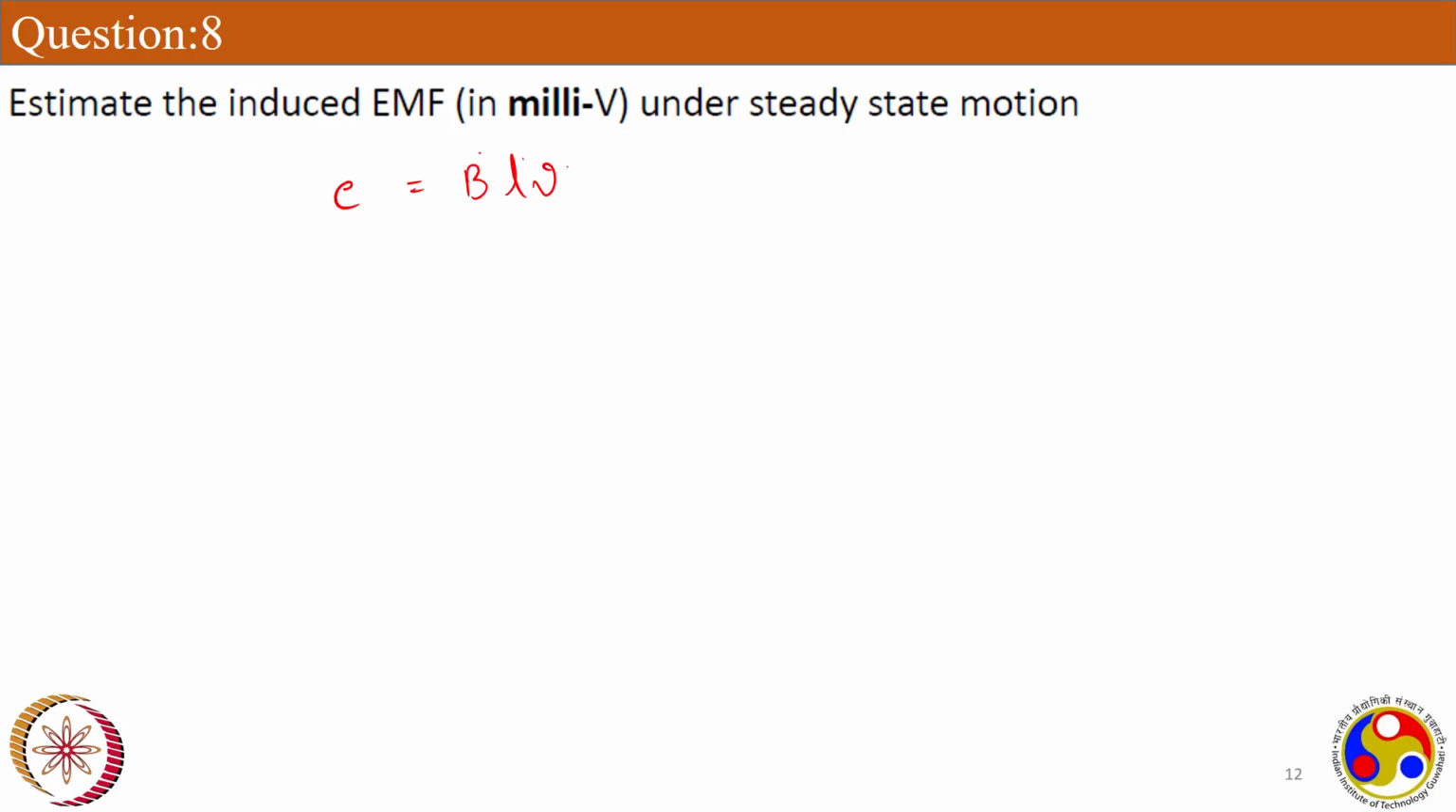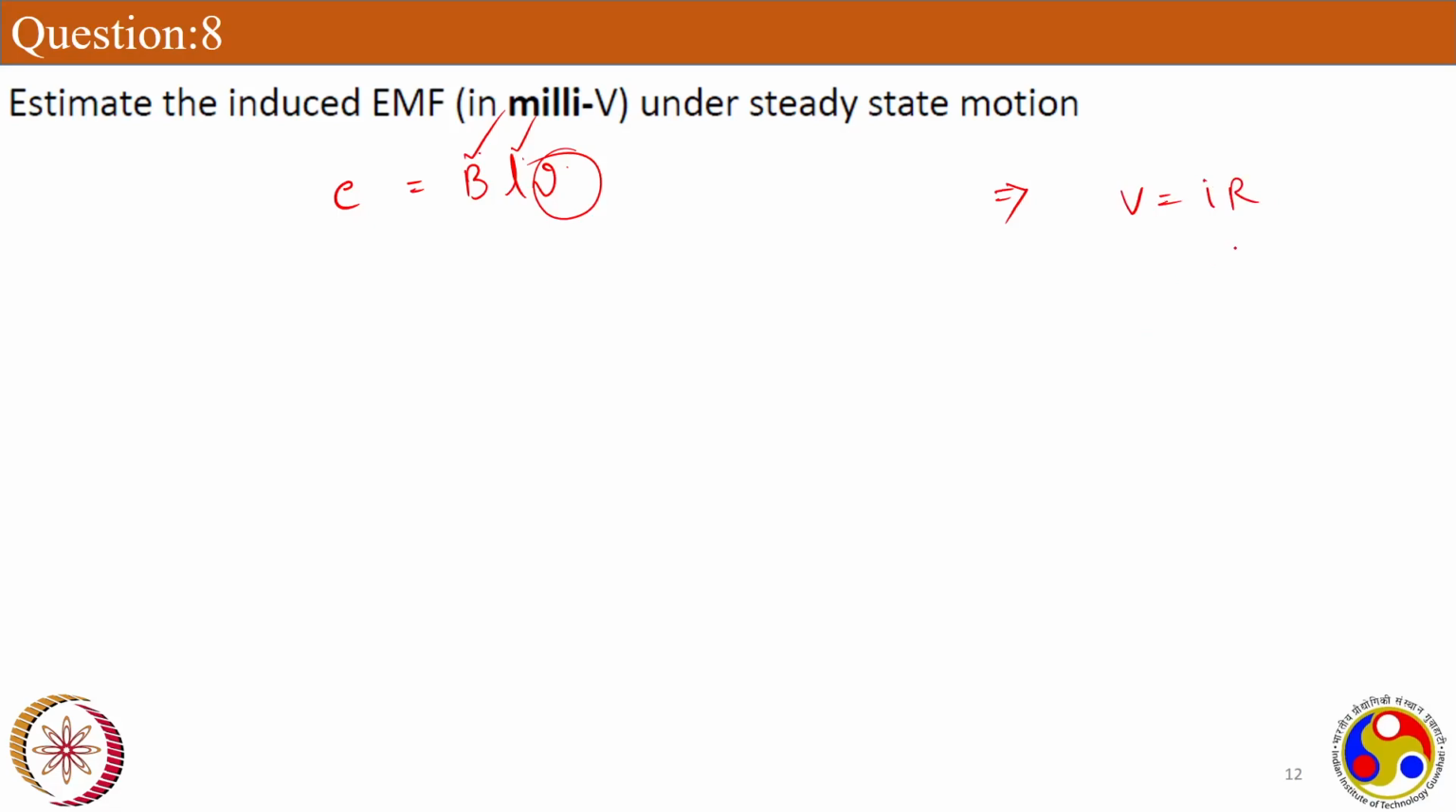Now we can't just use any formula we know unless we have the data here. To calculate E, we need B. We have B, we have length, but the velocity is unknown to us. So we can't go with two unknowns. So instead, it's a simple conductor and resistance. We know the voltage induced will be simple Ohm's law, IR.